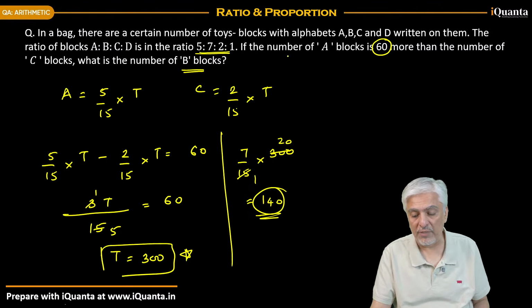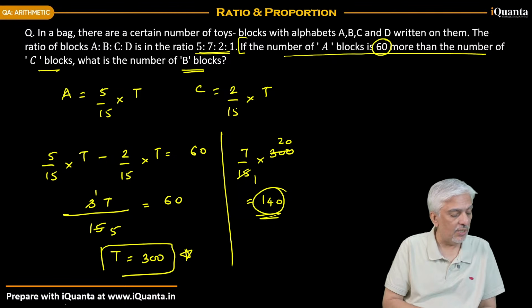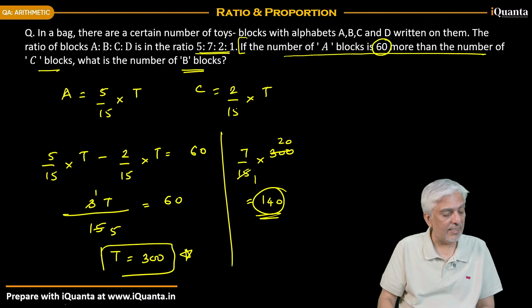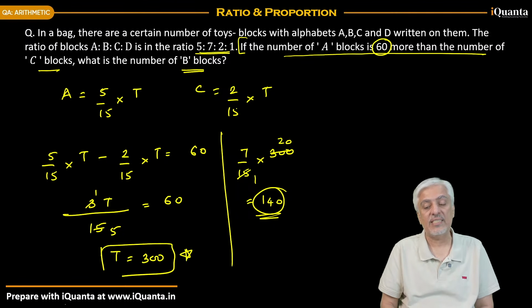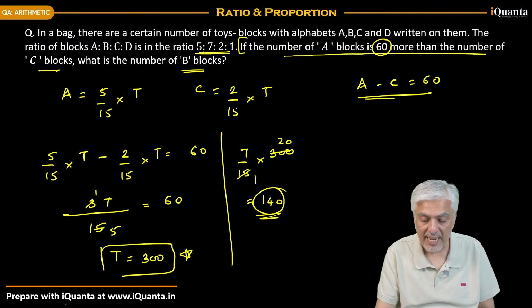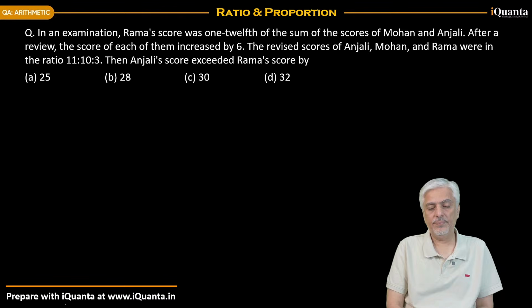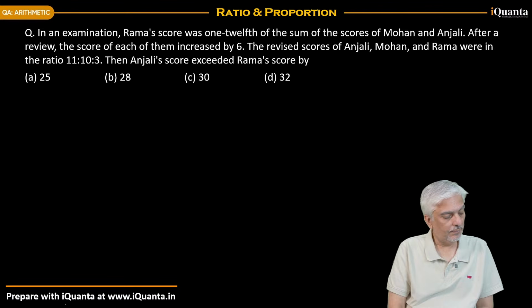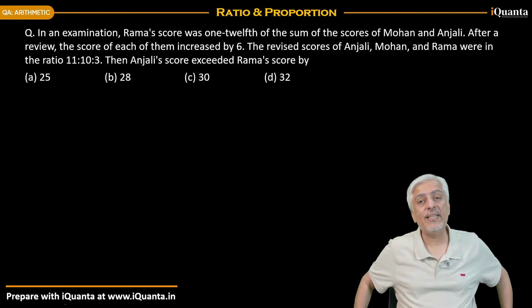A minus C is given, no? If the number of A blocks is 60 more than the number of C blocks, it is told in the question. Priya, read the question. They have told us A minus C is 60. And that is why I had started with A minus C as 60. And you could see A is more than C. Next question. No, assuming total blocks will not do good over here because there's a real number in the sum. Never assume numbers when there is a real number in the sum.